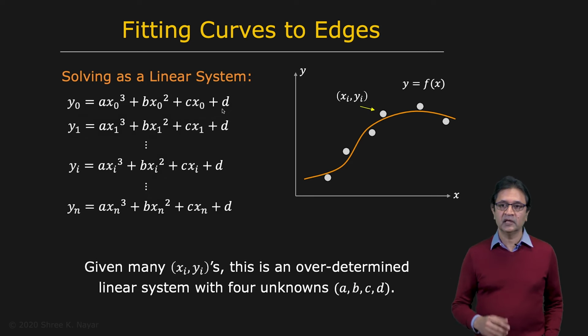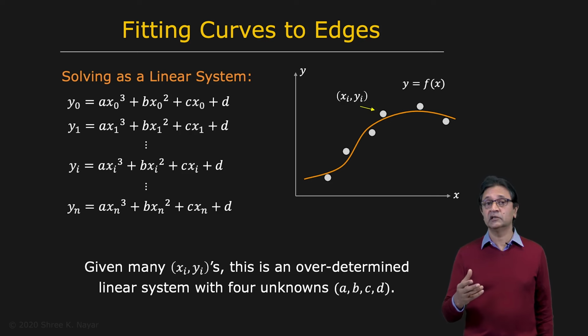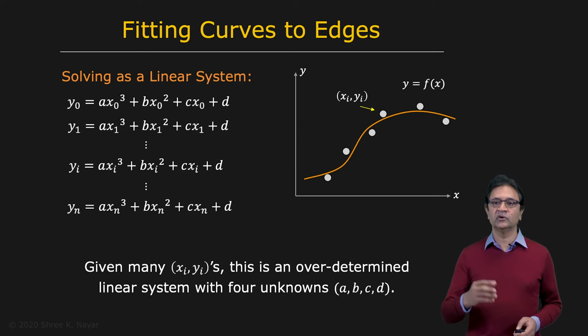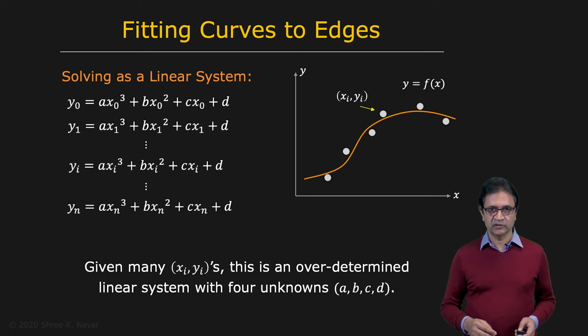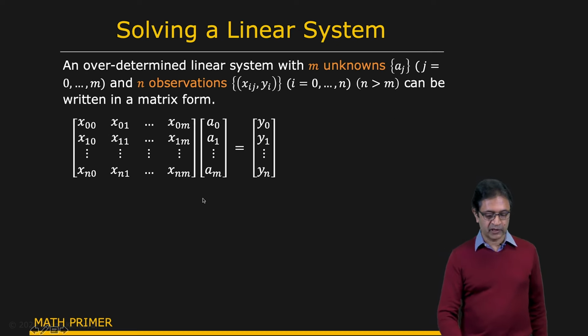So this is the problem where you're given many xi, yi. And if the number of points that are given to you is larger than the number of unknowns, then this is an overdetermined linear system of equations. Now let's take a look at how we can solve such an overdetermined linear system of equations in a general way. So that brings us to a math primer.